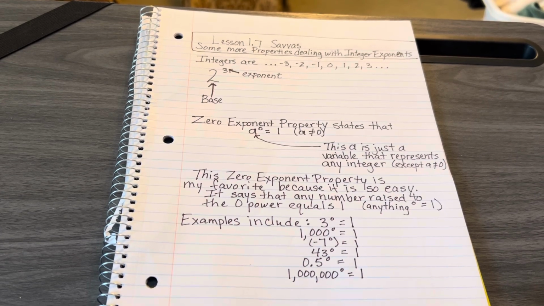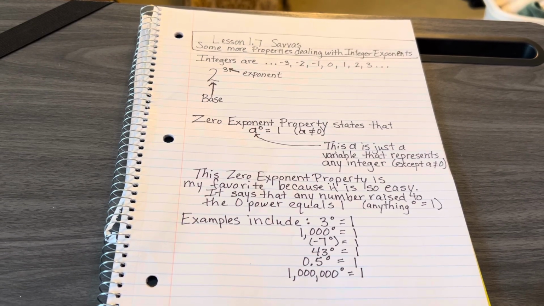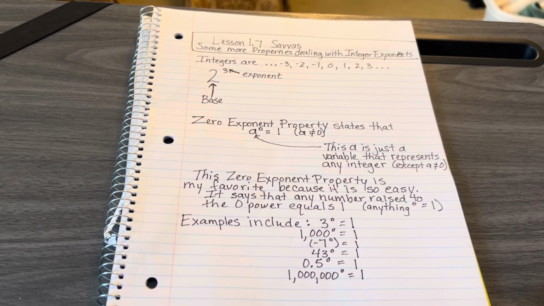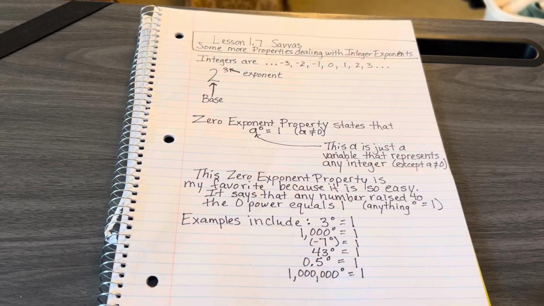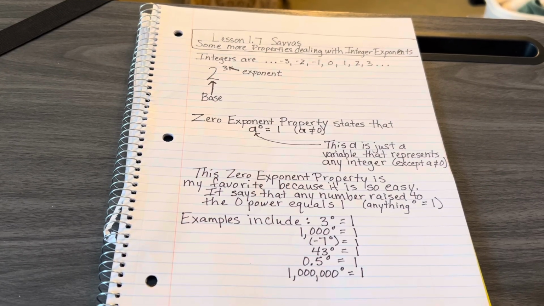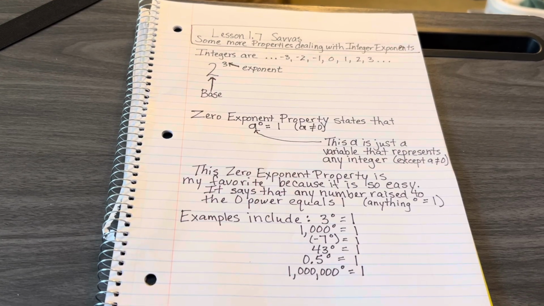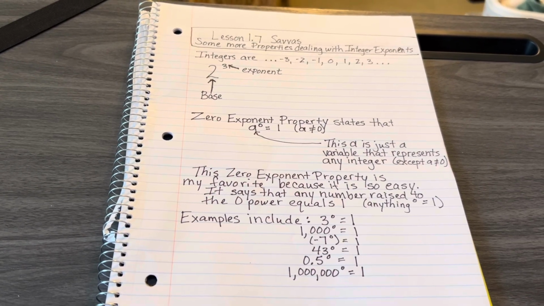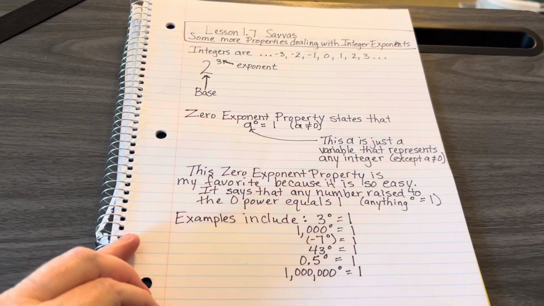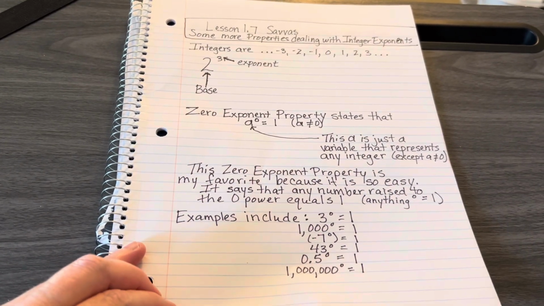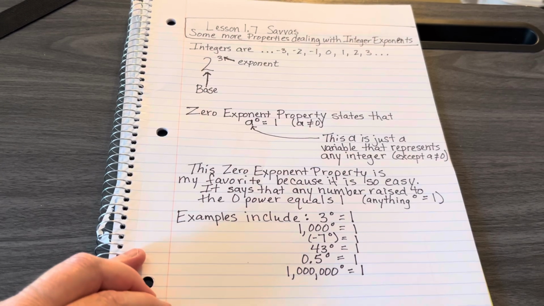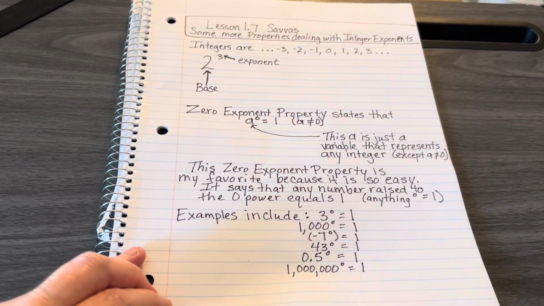So some examples are 3 to the 0 power equals 1, 1,000 to the 0 power equals 1, -7 to the 0 power equals 1, 43 to the 0 power equals 1, 0.5 to the 0 power equals 1, 1 million to the 0 power equals 1. Easy enough. The zero exponent property means anything raised to the 0 power will equal 1. That will be your favorite one.